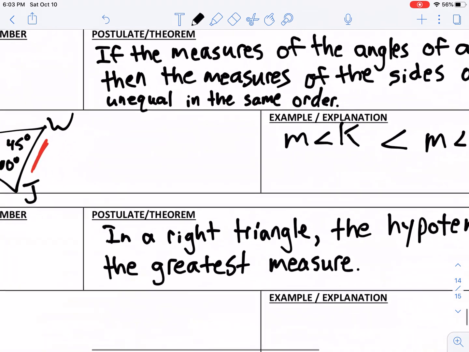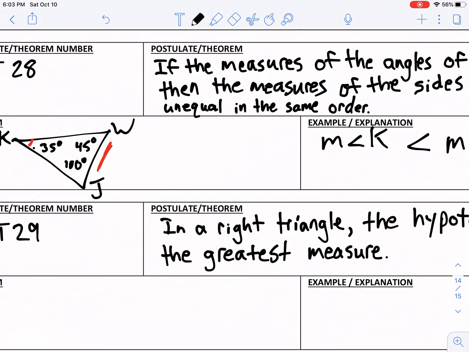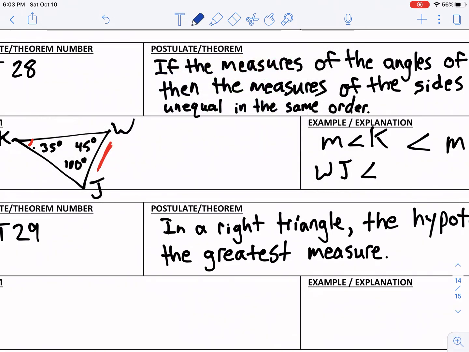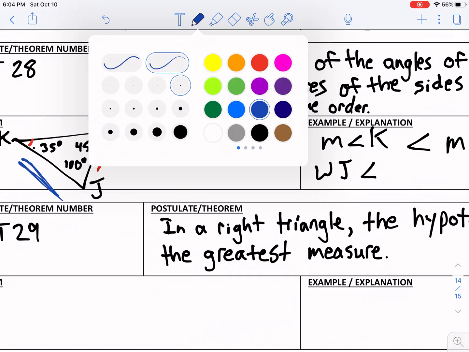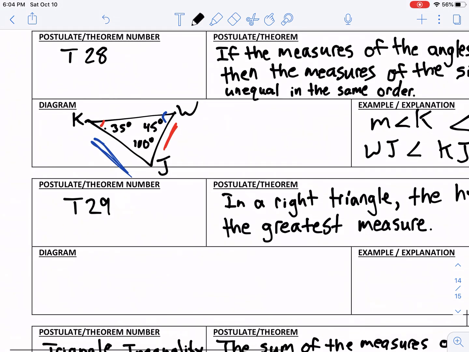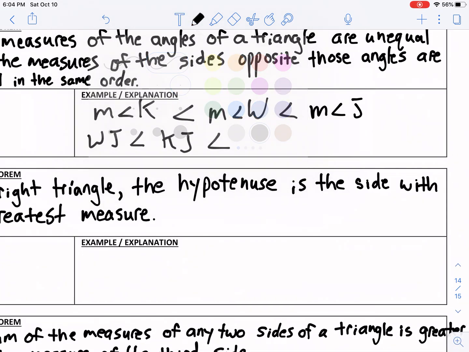Then the sides would follow suit. So we said that WJ's measure would be the smallest, and it'd be less than the next biggest angle's side. The next biggest angle is 45 degrees, this guy here. Well, what side is opposite 45 degrees? KJ. So the next biggest side would be KJ. And then the next biggest side would be the largest side, which is opposite 100. So 100 is the largest angle, so KW would be the largest side.